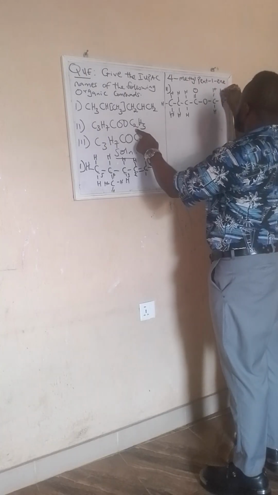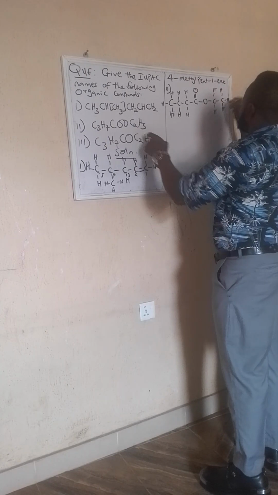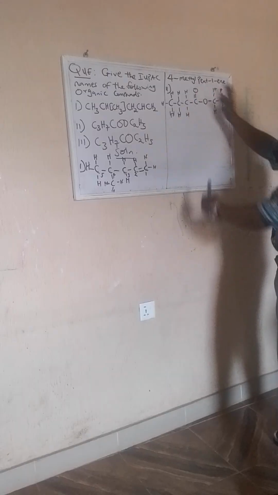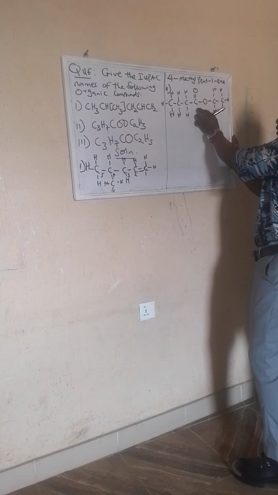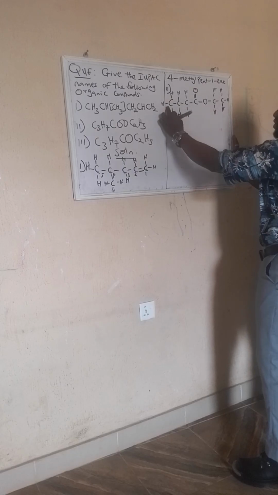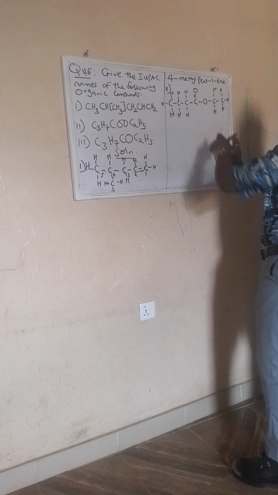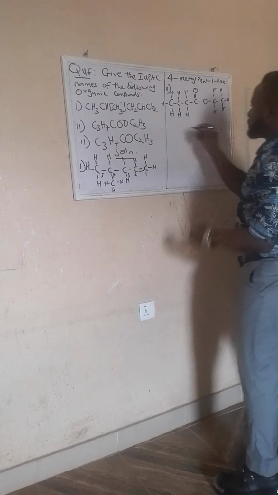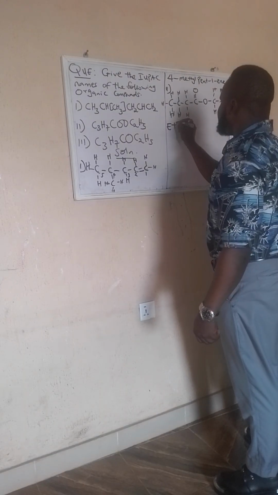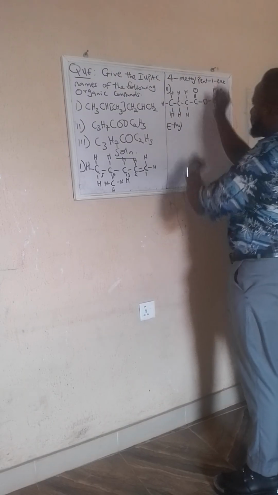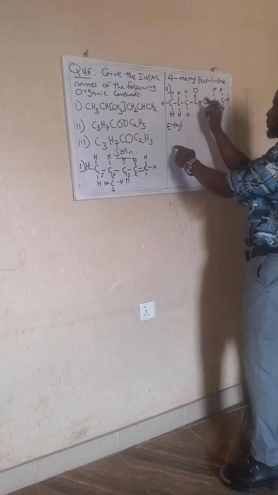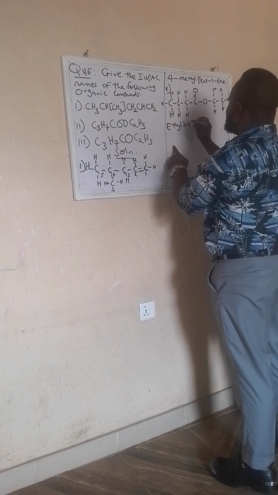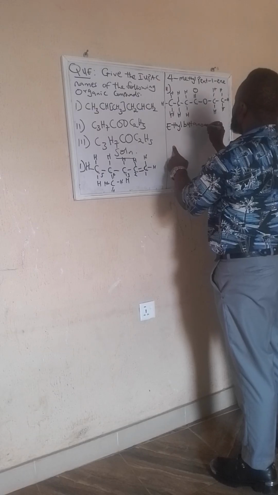So when you want to name esters, you name the alkyl on the right hand side, after the carbonyl group and the oxygen. Then you come and count the number of carbon atoms on the left hand side. So C2H5 is what? Ethyl. Then I will now count the number of carbon atoms: 1, 2, 3, 4. Ethyl butanoate.